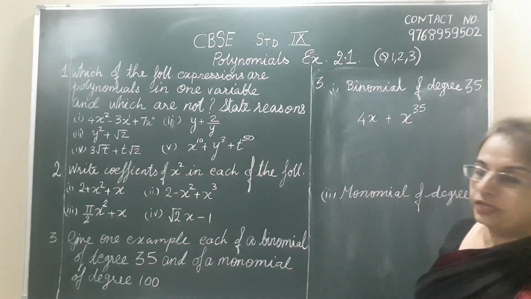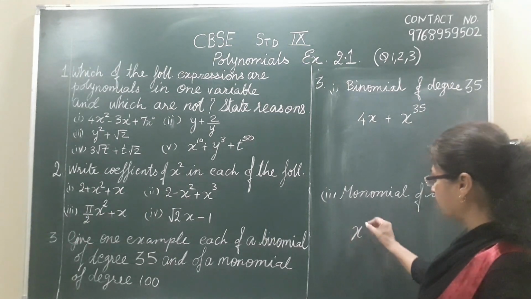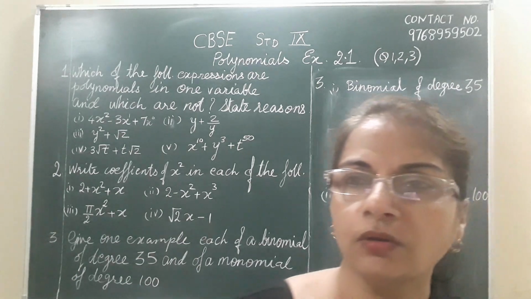Two terms should be there. Now here they want a monomial with a degree 100. So you may write simply x raised to 100 or whatever you like. It's an easy question.